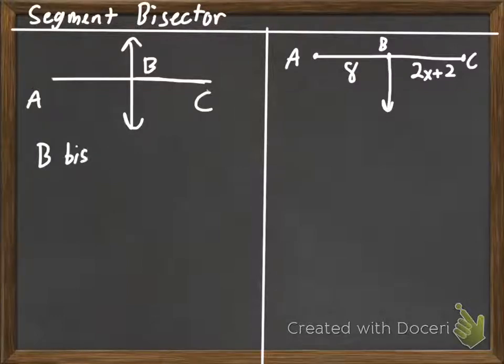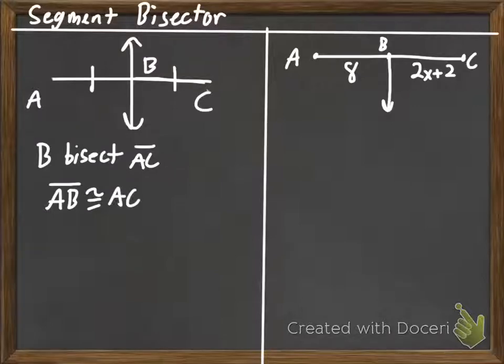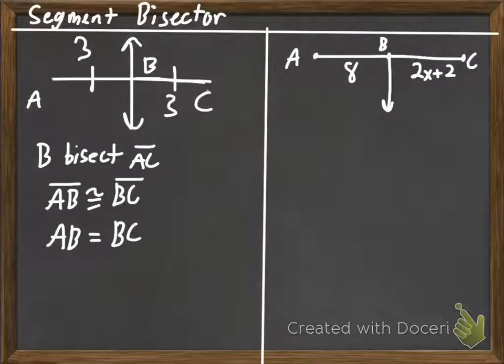B is going to bisect segment AC. Bisect means it cuts it in half, which means that these two segments are congruent. So we can say that AB is congruent to BC. If they're congruent, you also learn that they're equal. So this also means that AB is equal to BC. So that means if AB is 3, BC is also 3. So we're going to use that to solve some equations.